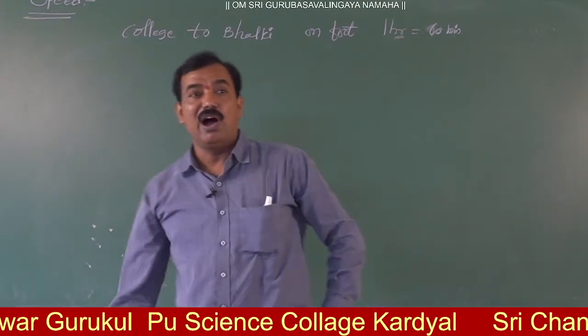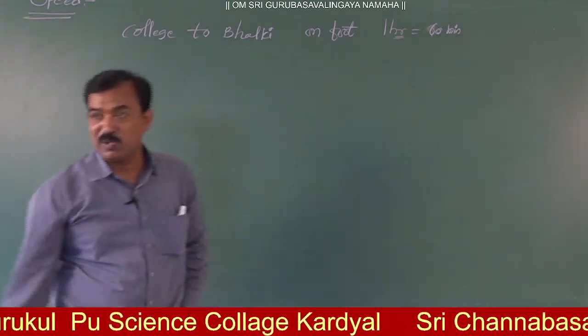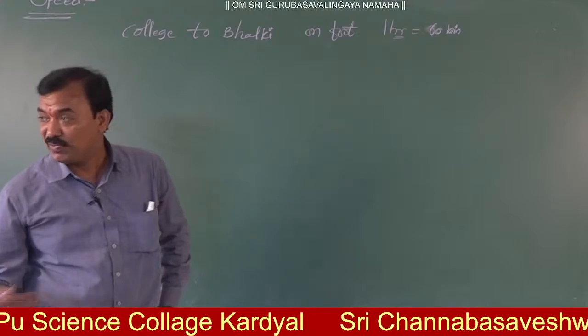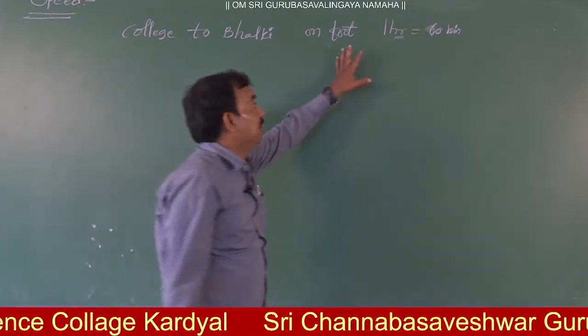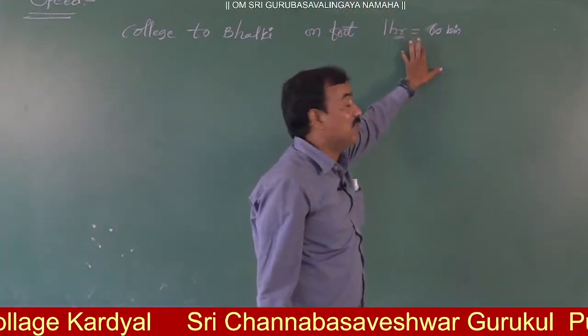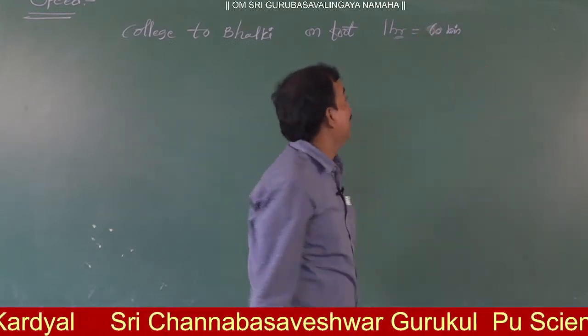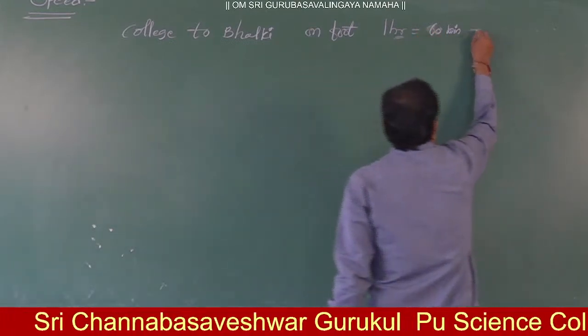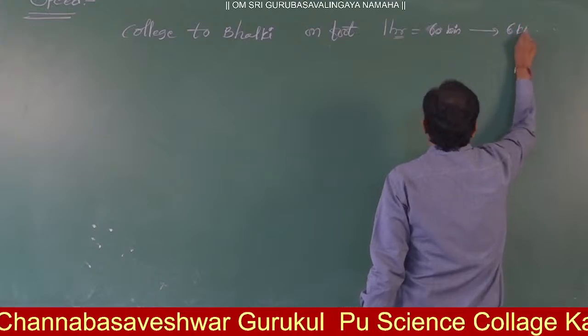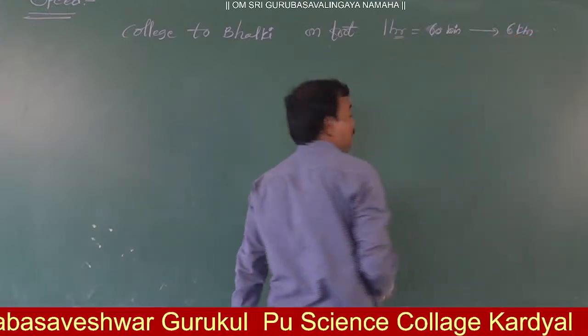Okay, on foot. On foot means nothing but simply walking, without any vehicles. So it took the time of 1 hour. 1 hour is equal to 60 minutes, okay. Distance is equal to how much? This value is maybe 6 kilometers, from our college to Balki, okay.